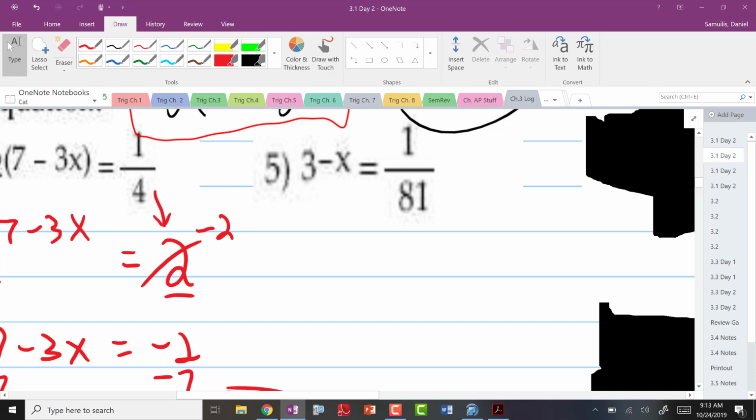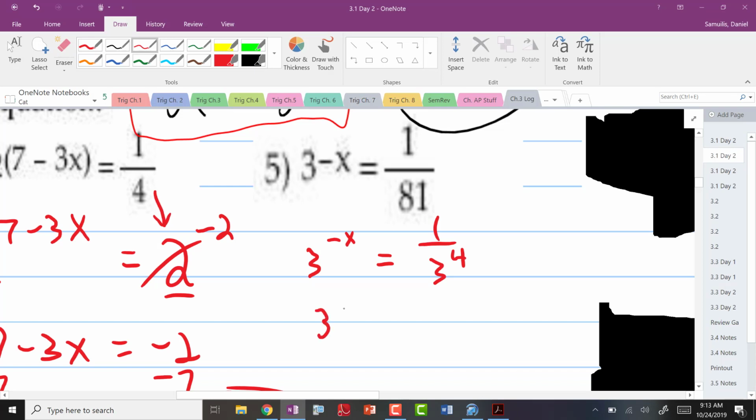Do I change 3 to the negative x? Nah. I'm going to change 81. Okay, so let's take it slow. What is 81? I know it's 9 squared, but I got to get it in terms of a 3. So what's 81? 3 to the what power? Not third. 3 times 3 is 9. 3 times 9 is 27. We're getting closer. 4. You got to be numerate. You got to be able to figure this stuff out.